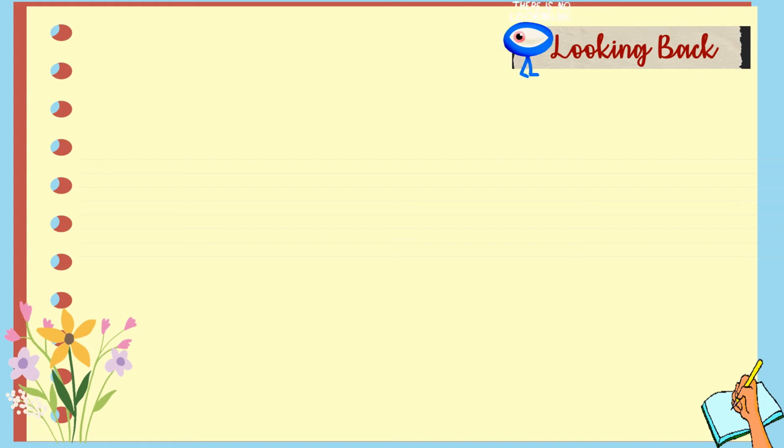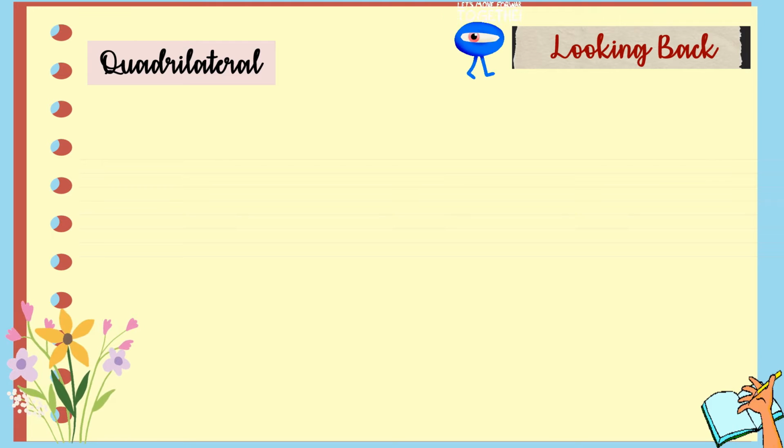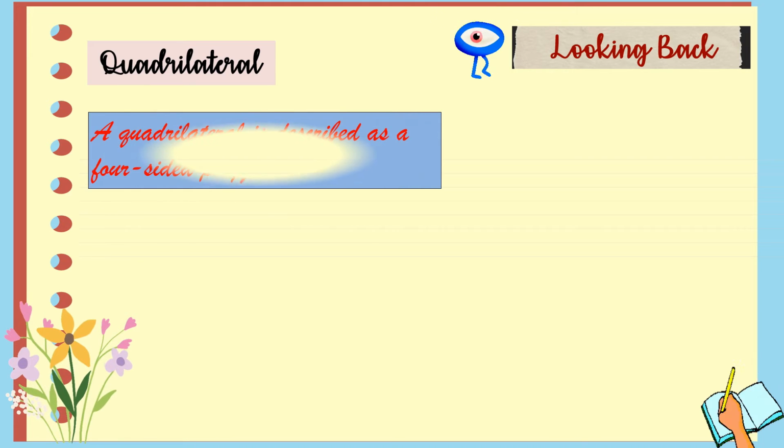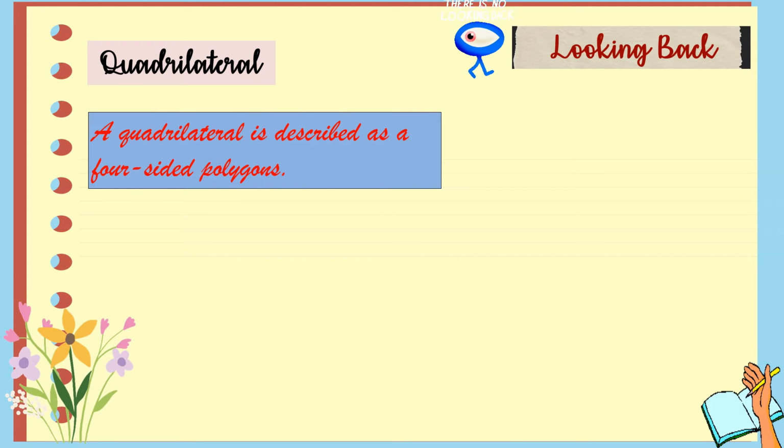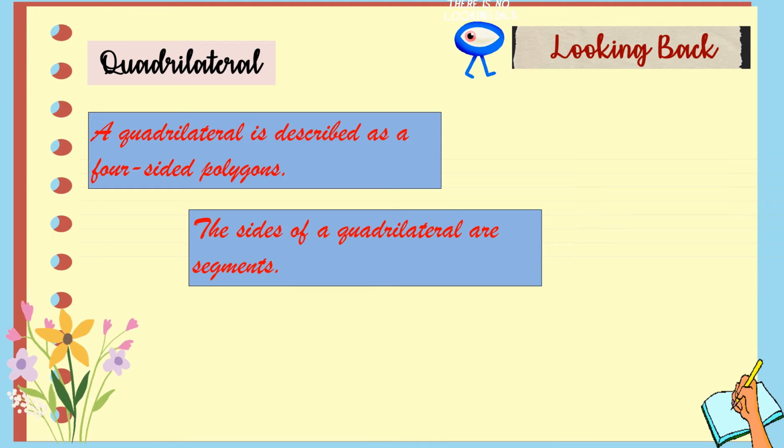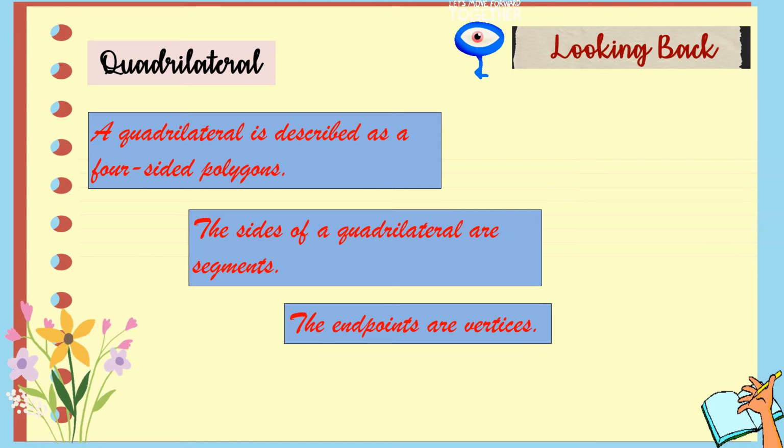Now let's look back at the definition of a quadrilateral. A quadrilateral is described as a four-sided polygon. The sides of a quadrilateral are line segments, and the endpoints are vertices.